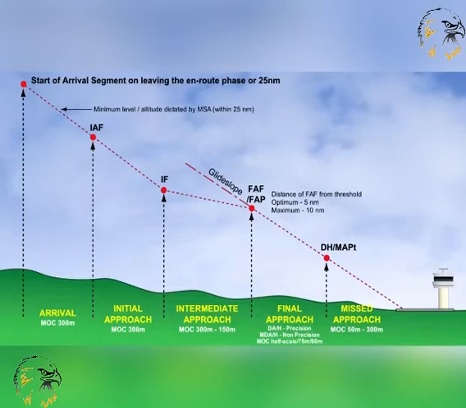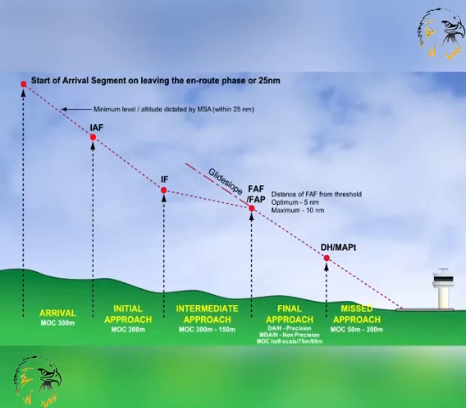A step-down fix may be incorporated, in which case 2 OCA or H values will be published. For a VOR or DME approach, several types of fixes may be depicted, each with its own crossing altitude.